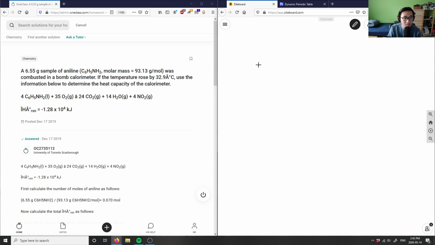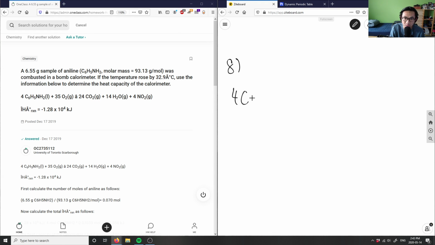This is number 8. It says a 6.55 sample of aniline was combusted in a bomb calorimeter. If the temperature rose by 32.9 degrees Celsius, use the information to determine the heat capacity of the calorimeter. So I'm going to draw out the chemical equation here.